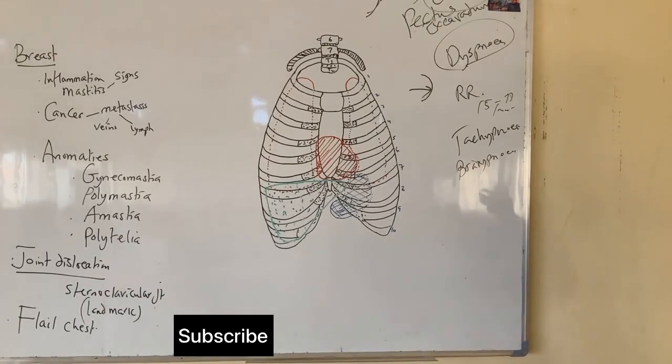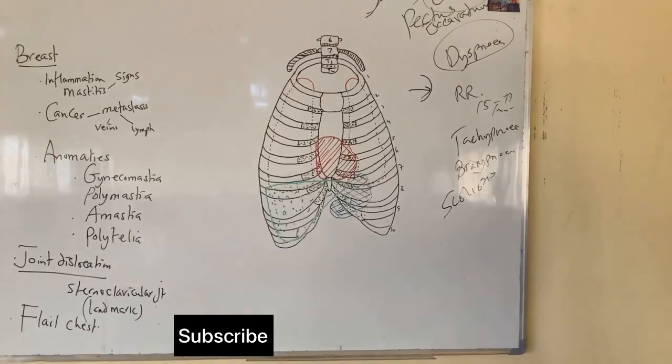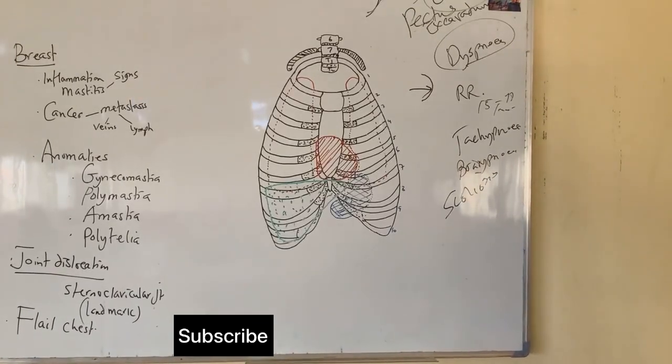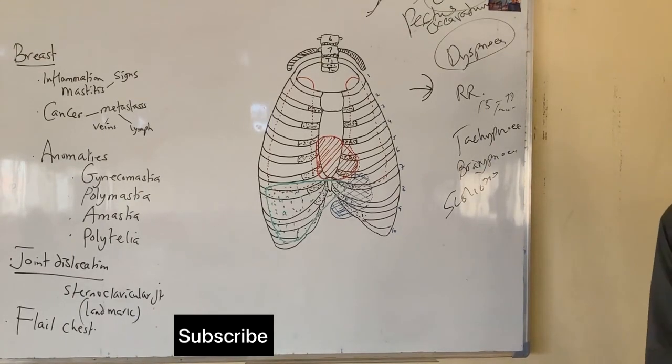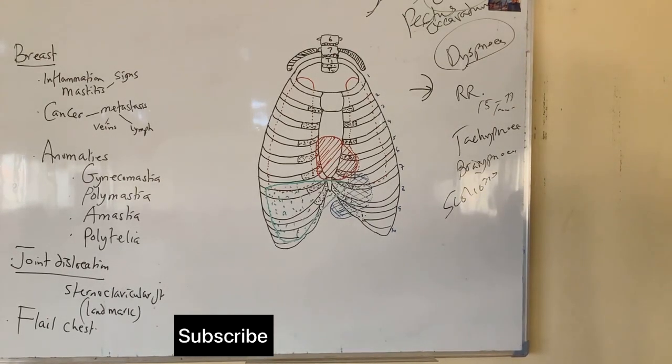And then you may also have what we call scoliosis. Scoliosis means the vertebral column bends laterally. I'm sure you may likely see some people walking like this with a side bending. You get my point? That is what we call scoliosis. So the vertebral column bends laterally.